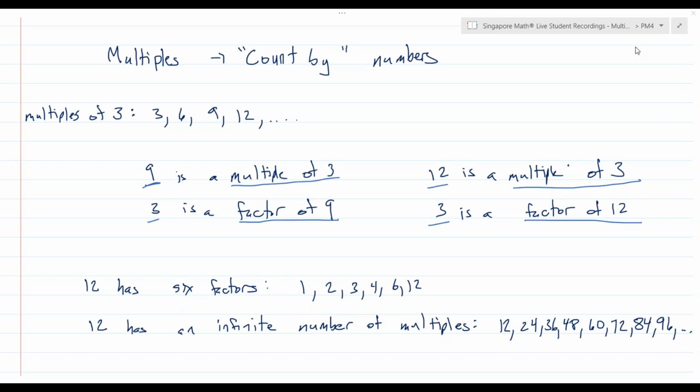But 12 has an infinite number of multiples. If I count by 12s, I never stop. I wrote them down up to 96, but I just keep going and going and going. So when you think of factors, know that there's a certain number of factors. You can list all of the factors. You can never list all of the multiples.